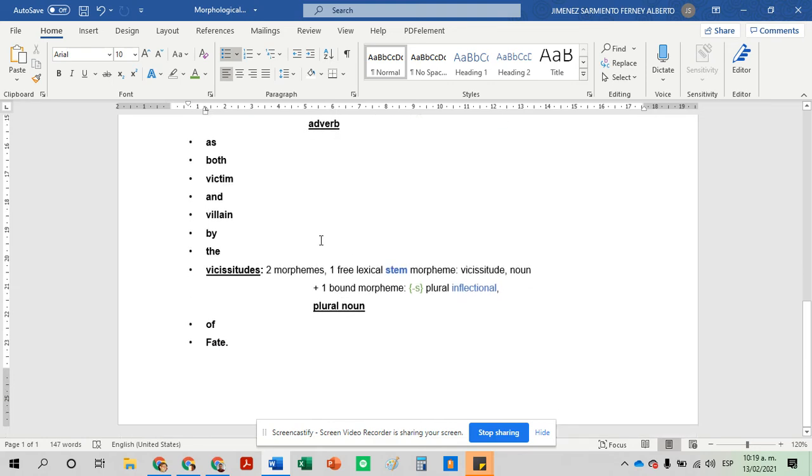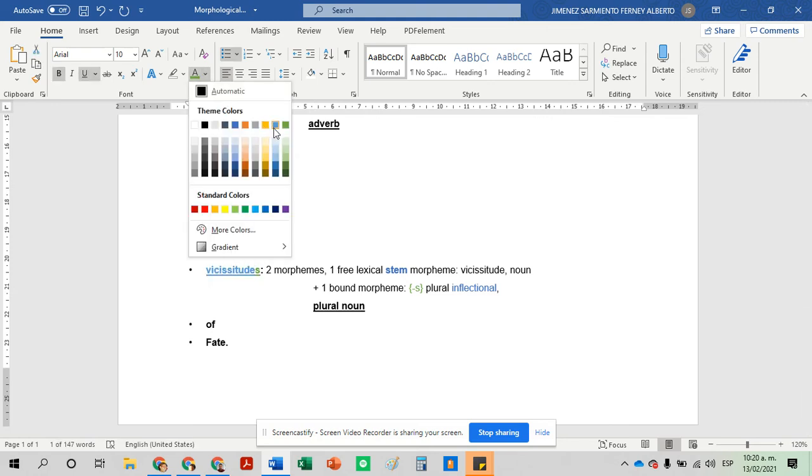There are some other morphemes that are stems, right? So remember that in this case, for example, we have two morphemes. One is a free lexical stem morpheme, that is vicissitude, that is a noun, and one bound morpheme, that is the S, right? This S, let me change the color, is inflectional, right? And I'm going also to change the color here for using that color key, okay?